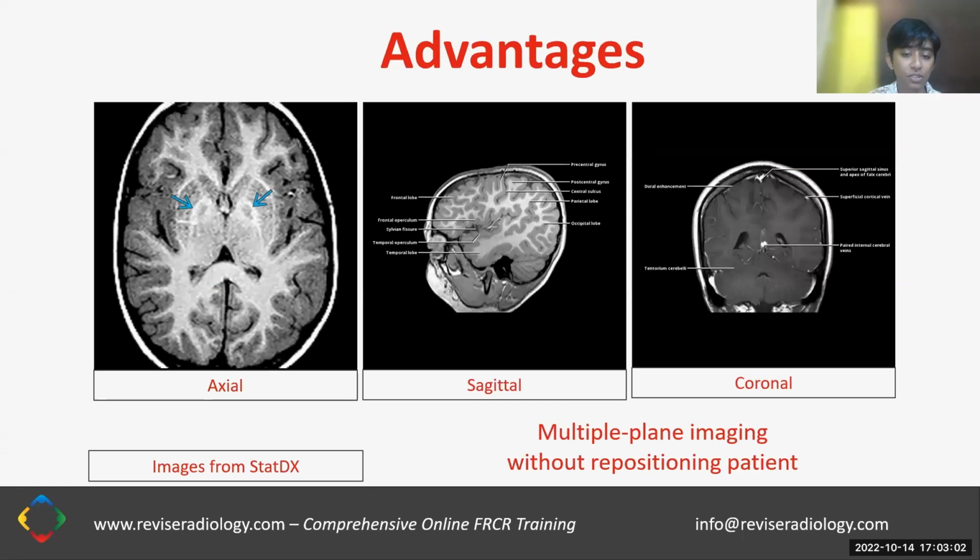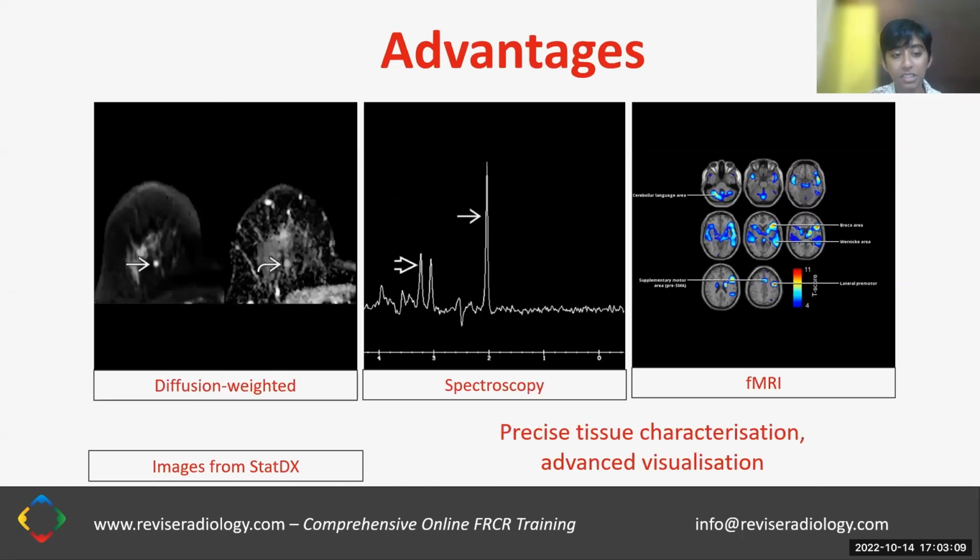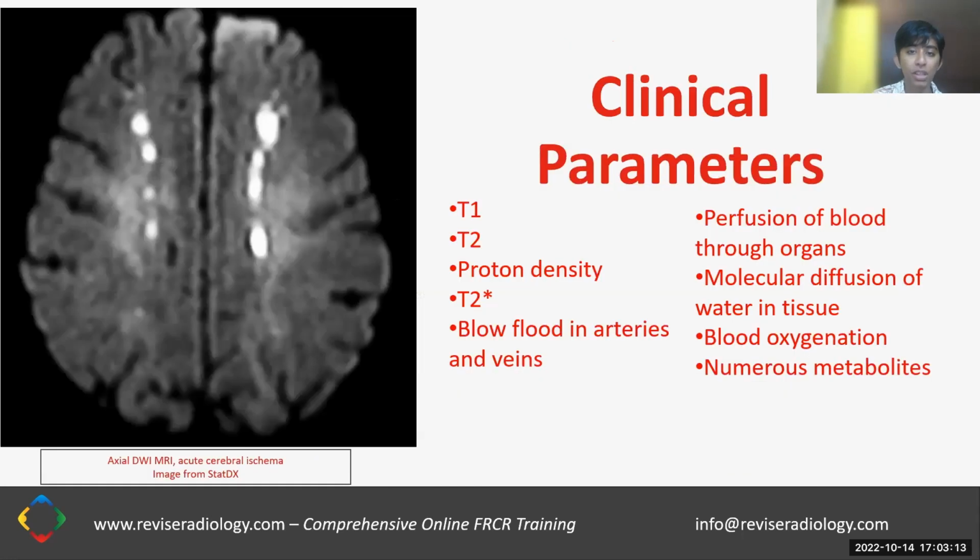More advantages of MRI, you can get multiple plane imaging without repositioning the patient. You get precise tissue characterization and advanced visualization. So what are the clinical parameters that we're able to image with MRI? So there's T1, there's T2, there's proton density, there's T2 star, blood flow in arteries and veins, perfusion of blood through organs, molecular diffusion of water and tissue, blood oxygenation, and numerous metabolites.